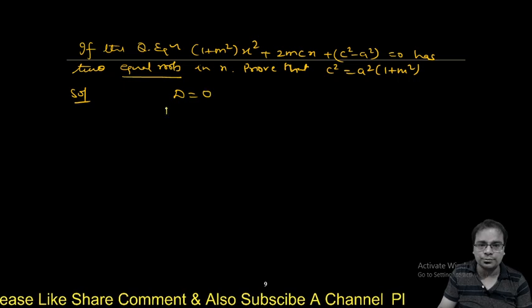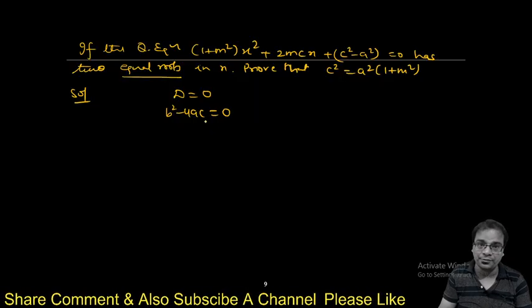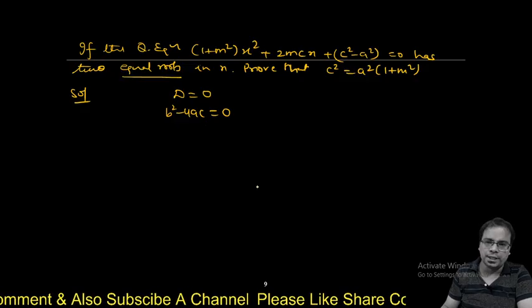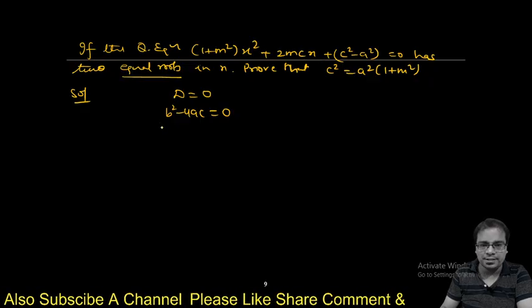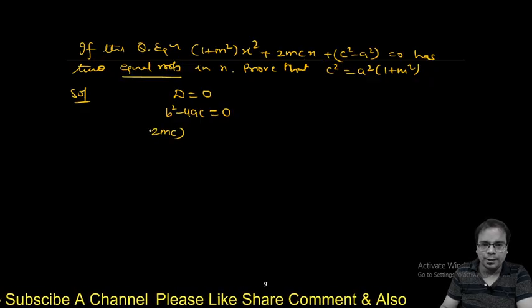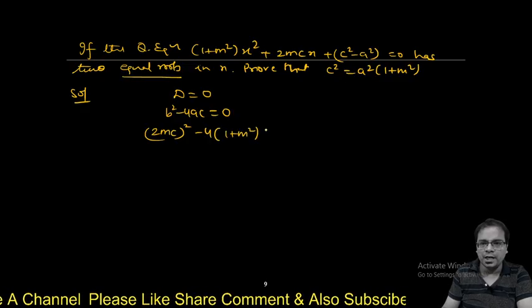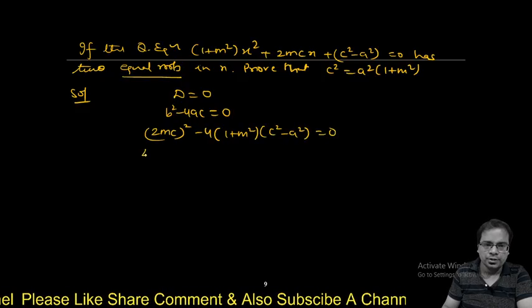D is equal to 0, means b square minus 4ac is equal to 0. The patterns are different, the question profiles are different, but the way of solving the questions is the same. Now what is b here? Coefficient of x, that is 2mc. (2mc) whole square minus 4, the value of a is (1 plus m square) and the value of c is (c square minus a square), is equal to 0. Solve it.